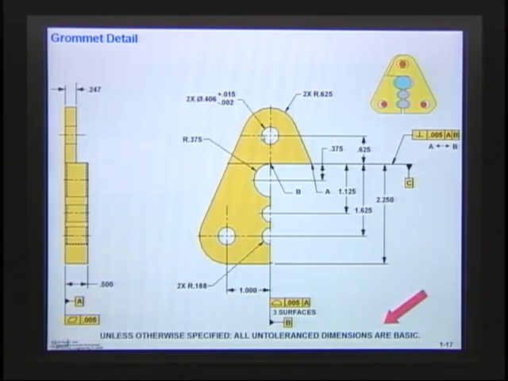What I did on mine is, first thing I did was I called all the dimensions basic. And all of the dimensions on here, rather than putting boxes around everything, I just said, unless otherwise specified, all untoleranced dimensions are basic. Make them theoretically exact. And that's the way that I do it, is I use profile tolerancing on here completely. Use it right to its fullest extent. All right, the next thing is we have to apply the tolerances.